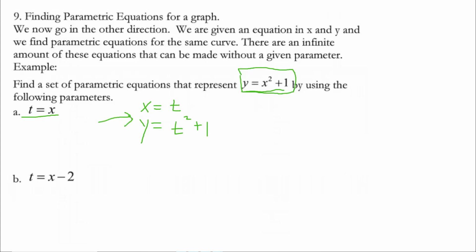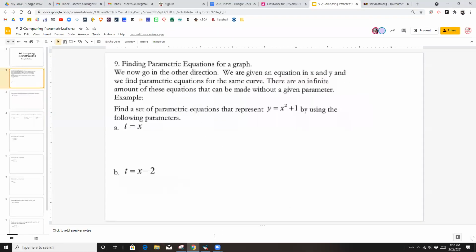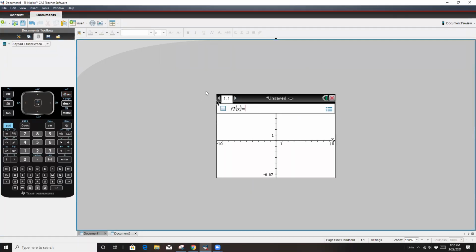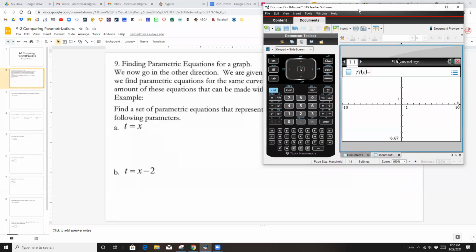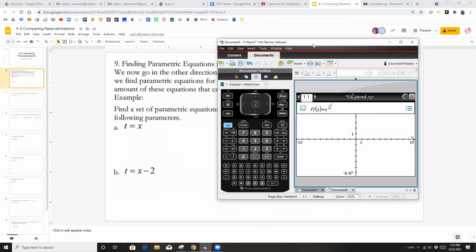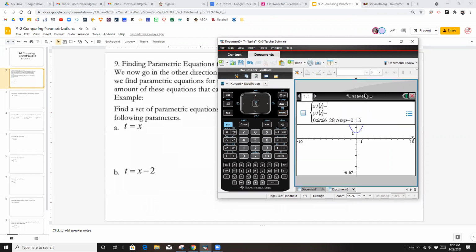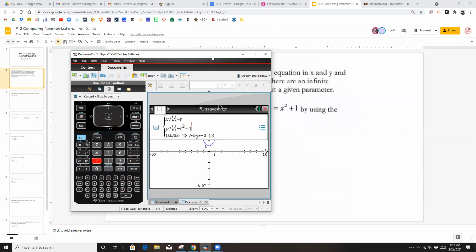All right, and we can always check that that's right by graphing it on our calculator. I won't do this for every example, but I want to remind you early on that you can always graph parametric equations. We can graph the non-parametric first, the original equation, y equals x squared plus 1. Then to see if we wrote the parametric set of equations correctly, we go to menu, change the graph entry to parametric, and type in what we had before. So x equals t, and that means y would be t squared plus 1.